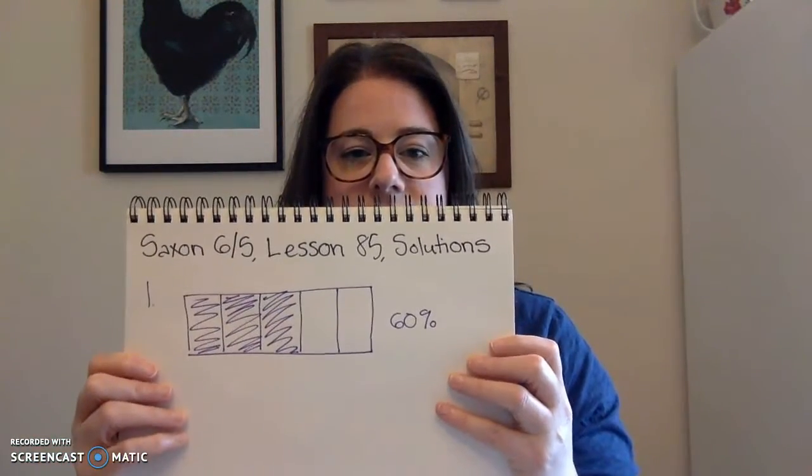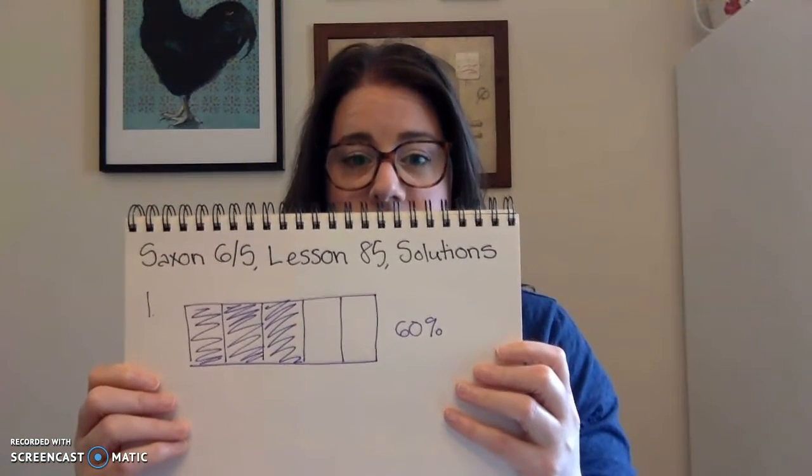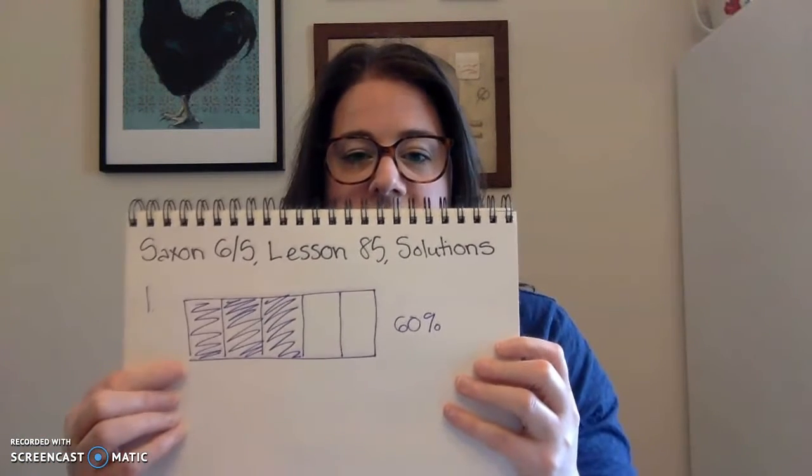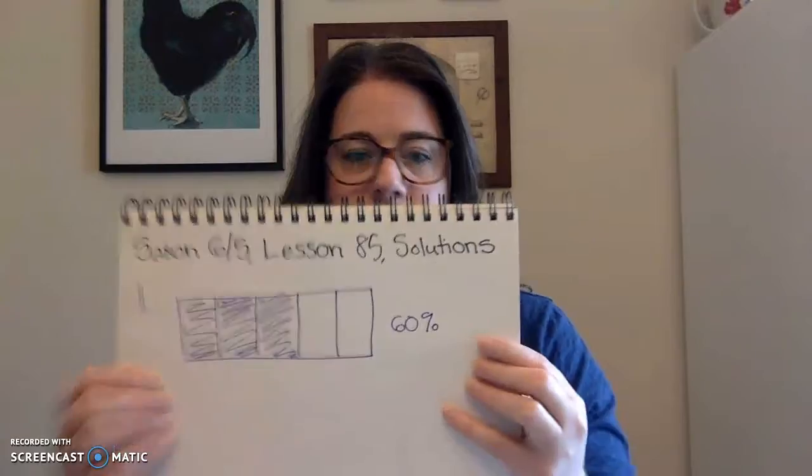Number one, your drawing should look something like this. You should have a rectangle divided into fifths with 3 of the fifths shaded, and it is 60%. Number two, 401. Number three, 2.5 centimeters, 25 millimeters. Number four is 80 times 80. Number five is A, segment BC.